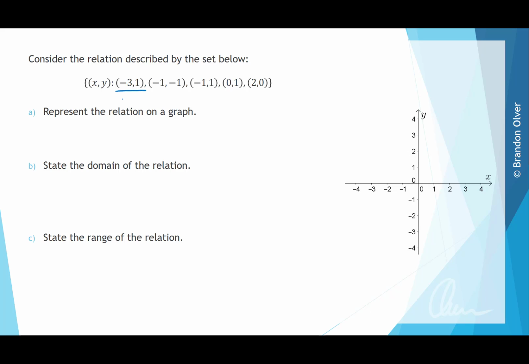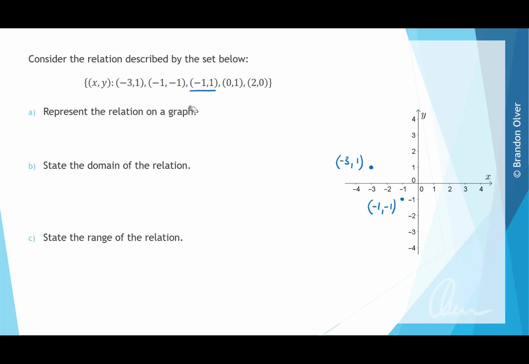So if we consider the first point, we have negative 3, 1. So that's negative 3 on the x-axis and 1 on the y. So that point's there at negative 3, 1. Next we can consider this point, which is negative 1, negative 1. So negative 1 is in this position here.